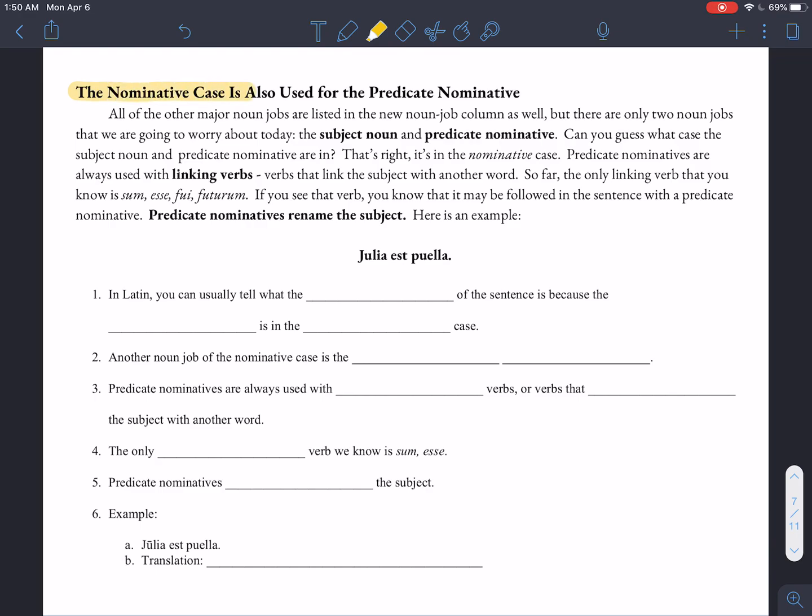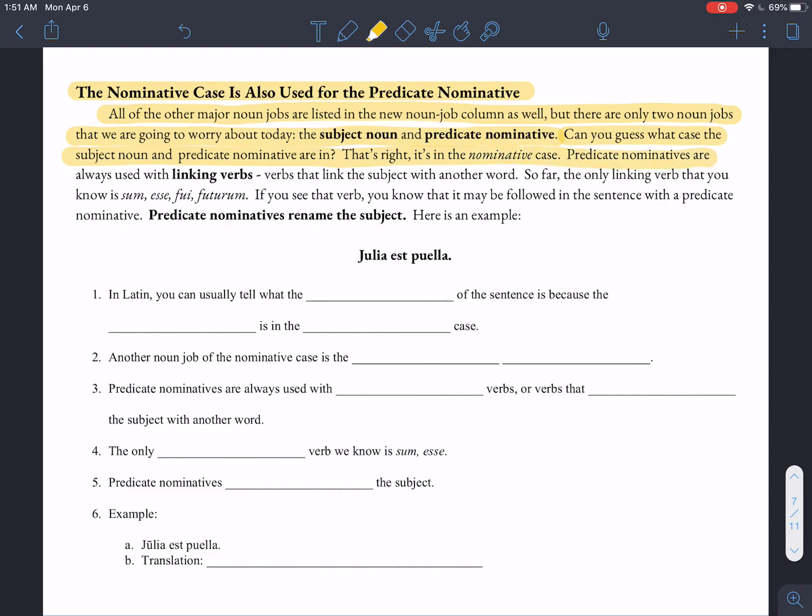The nominative case is also used for predicate nominative. And we're going to talk about what that means. It's okay if you don't quite understand just yet. All of the other major noun jobs are listed in the new noun job column as well, but there are only 2 noun jobs that we are going to worry about today. That's the subject noun and the predicate nominative. Can you guess what case the subject noun and predicate nominative are in? That's right, it's in the nominative case.